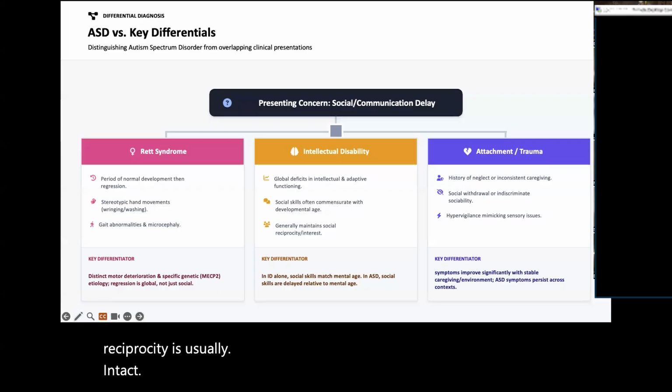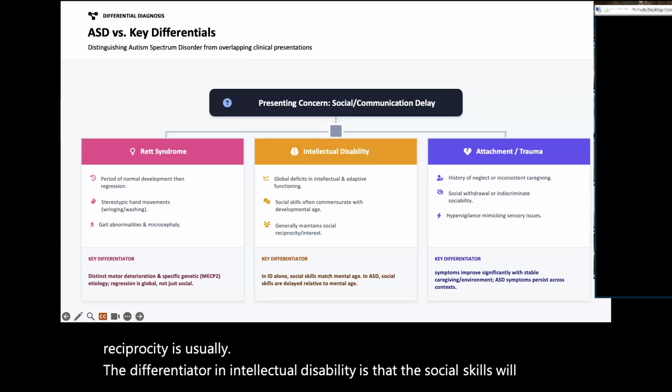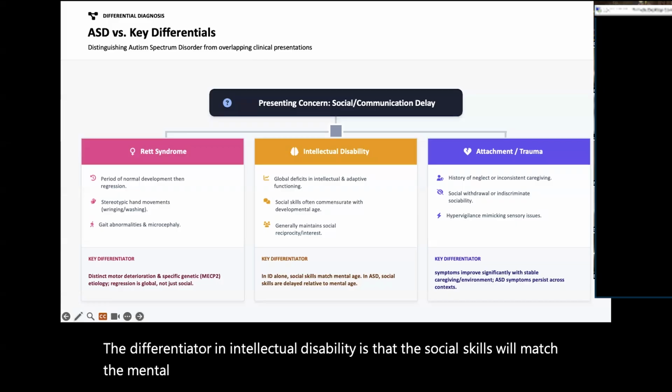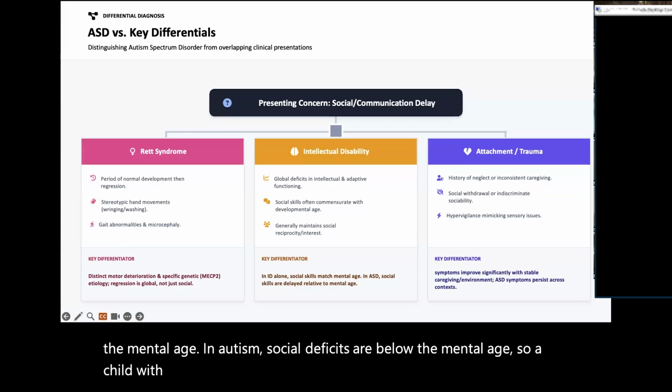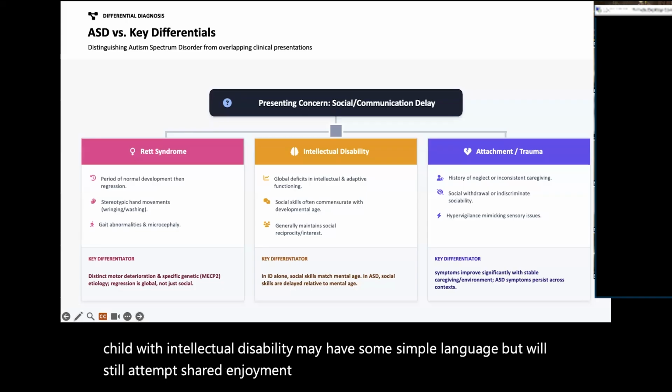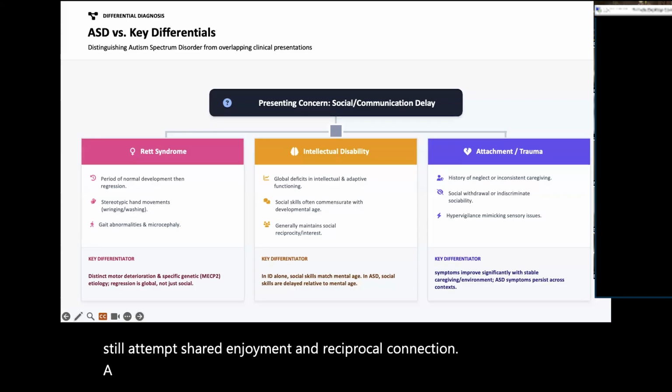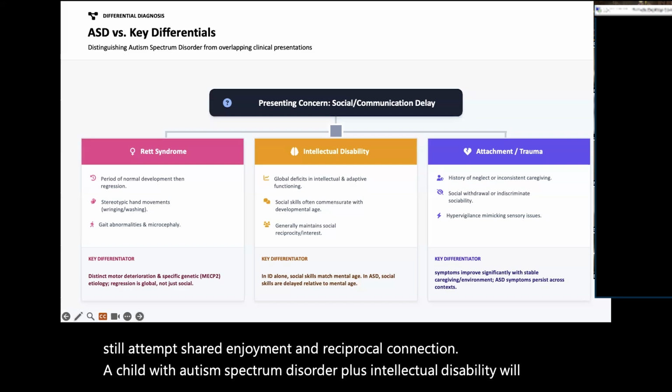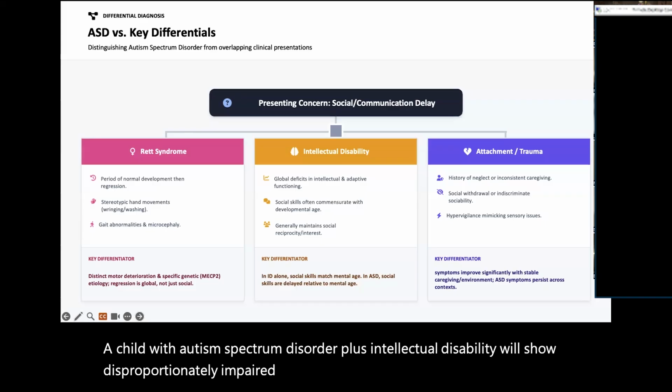The differentiator in intellectual disability is that the social skills will match the mental age. In autism, social deficits are below the mental age. So a child with intellectual disability may have some simple language, but will still attempt shared enjoyment and reciprocal connection. A child with autism spectrum disorder plus intellectual disability will show disproportionately impaired social reciprocity compared to their cognitive profile.